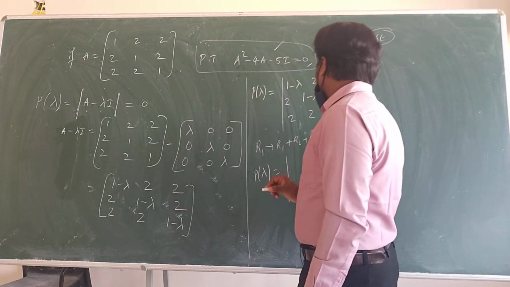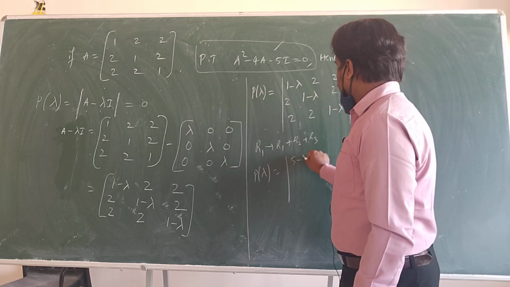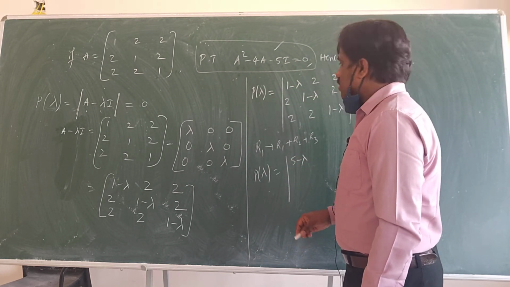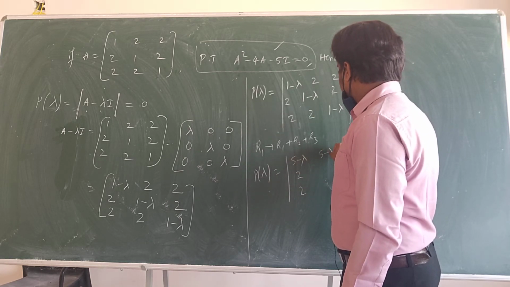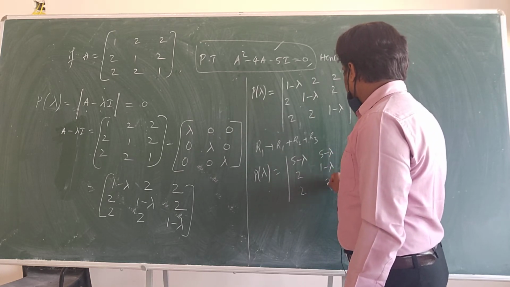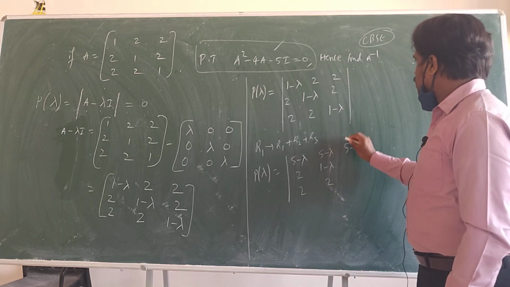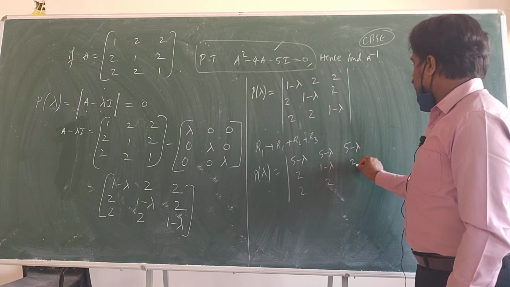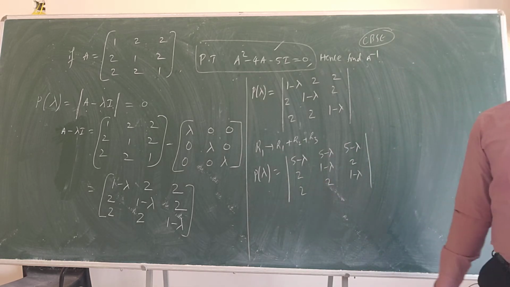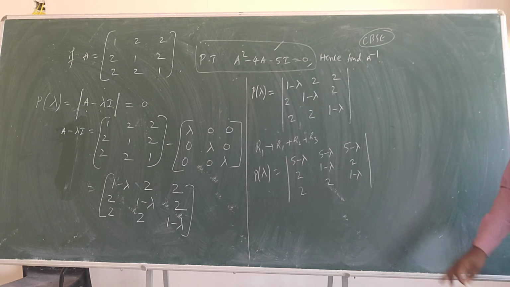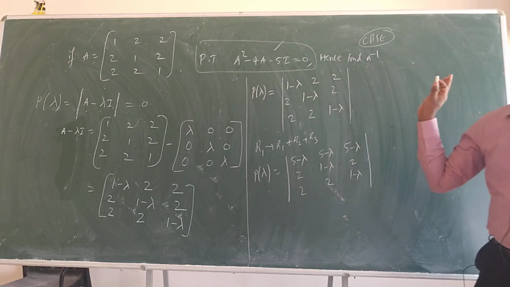what I am going to get here, I get R1 plus R2 plus R3. This I am getting 5 minus lambda, 5 minus lambda, 5 minus lambda in the first row, then 2, 1 minus lambda, 2, and 2, 2, 1 minus lambda. Is it right? R1 I applied. Did you understand what I did? If you get confused, directly open it.